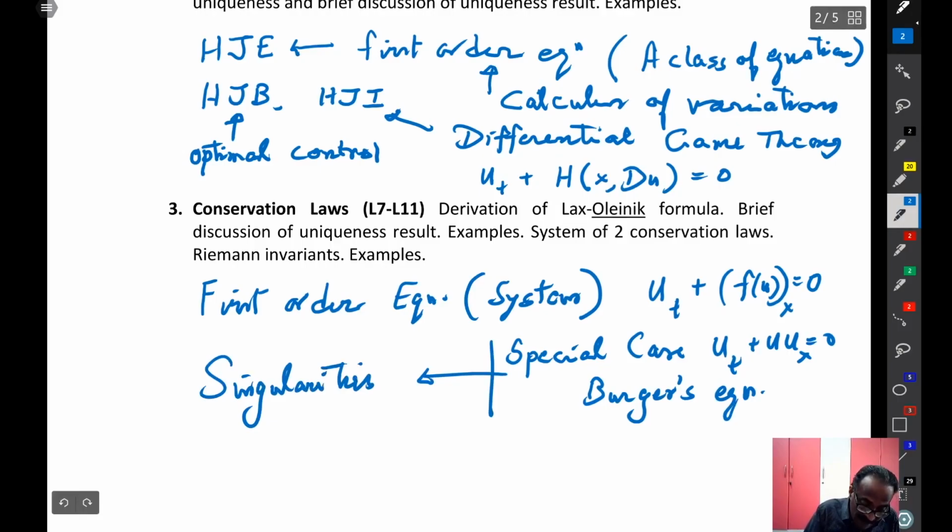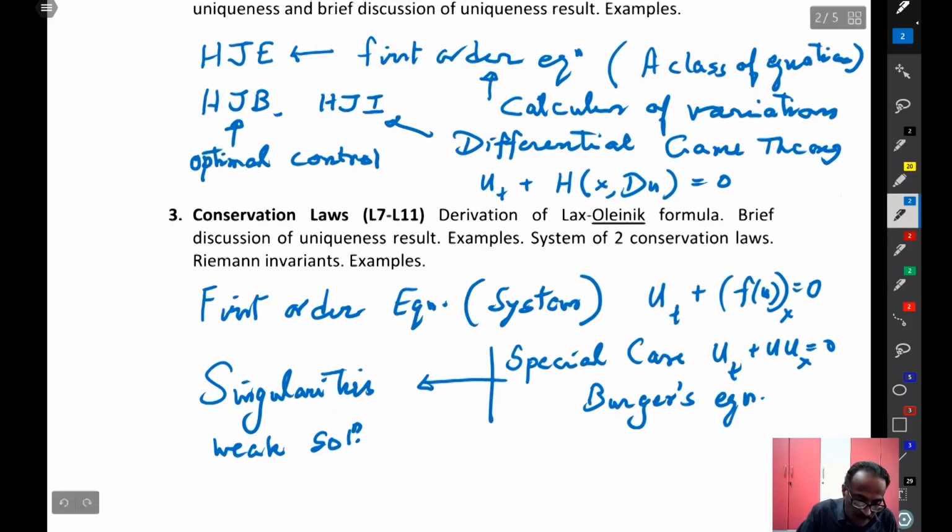And to understand the singularities, you need to go through what is called the weak solution concept. So what we will do is very, very minimal. You can spend your whole life on conservation laws. In this case, we will also try to do a little bit about systems. Systems are very, very interesting in conservation laws, and you will also be introduced to what are called Riemann invariants.